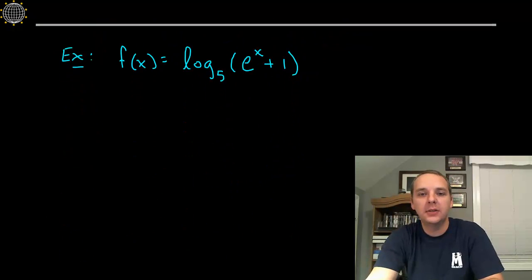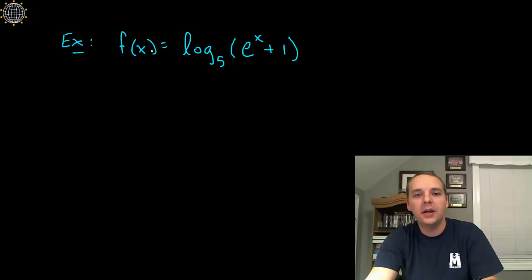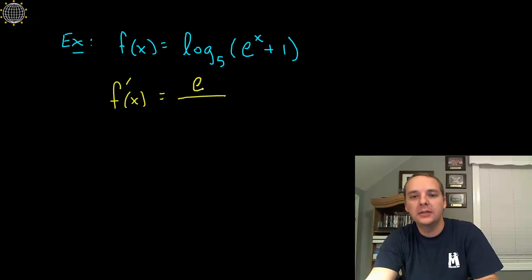All right, so let's see if we can tackle one of these here. Here's f of x equals log base 5 of e to the x plus 1. So f prime, the derivative, will be, all right, so we'll have a fraction here. The derivative of the inside, derivative of e to the x is e to the x. The derivative of 1 is 0. And then we'll divide it by this inside, e to the x plus 1.